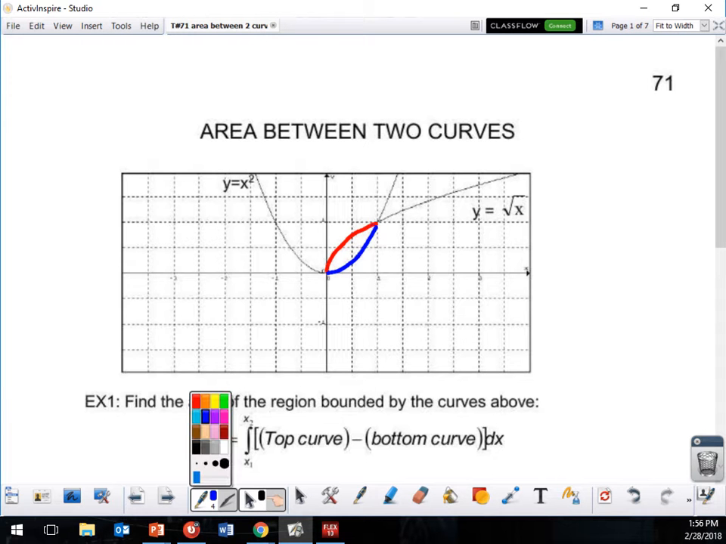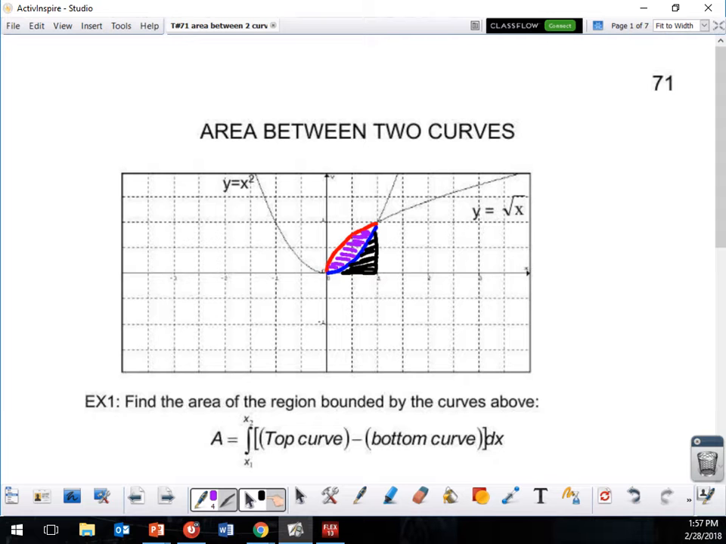Right? Because I do not want the bottom. I do not want here, right? I don't want this. I do not want that. I only want the area between the curves. Wait, does red and blue make purple? Yes, it does. That's why I use purple.